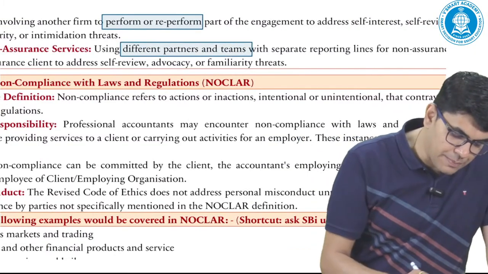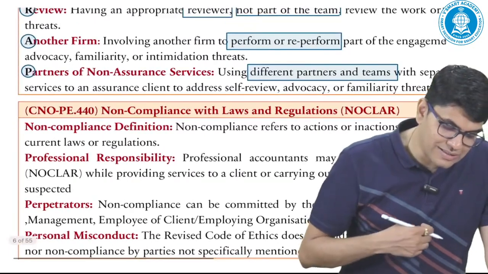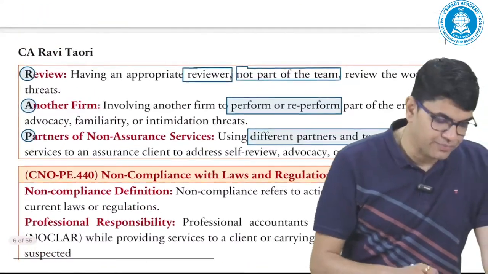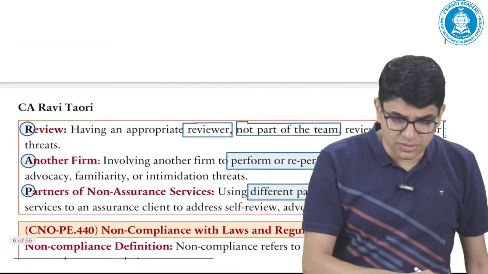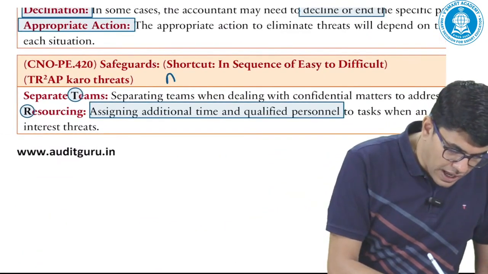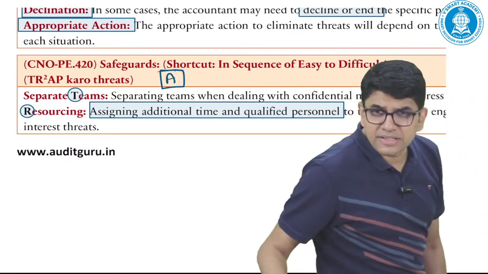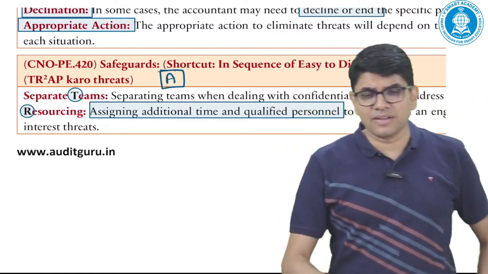Using different partners and teams with separate reporting lines for non-assurance services to an assurance client to address self-review, advocacy, or familiarity threat. It's a very important question. Very, very important question. I expect this question to come in exams. So it's going to come in upcoming exams.